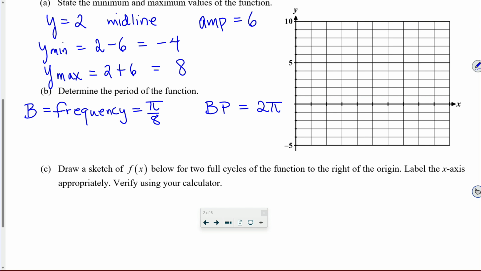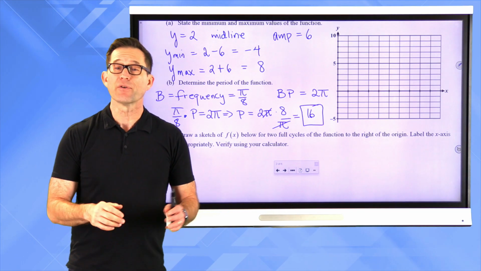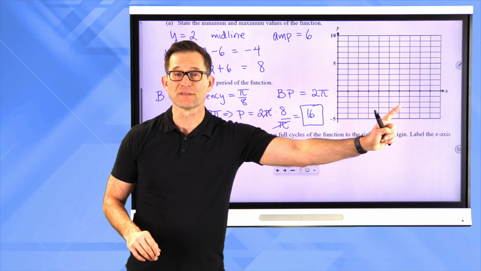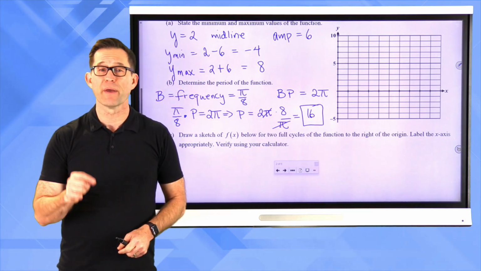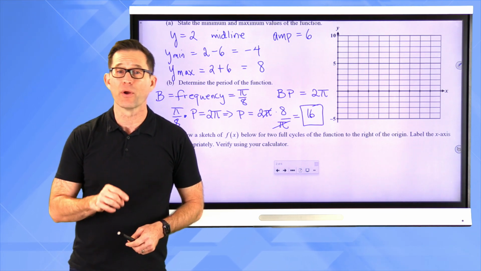Now, the frequency is the key to calculating the period through the equation b times p is equal to 2 pi. So I can now say that pi divided by 8 times the period is equal to 2 pi. This will now let me say that the period is equal to 2 pi times 8 over pi. The pi's cancel, as they often do in these situations, and I'm left with a period of 16. So that means that every 16 units along the x-axis, this curve will repeat its basic waveform. And that's going to allow me to scale the x-axis in an appropriate way.